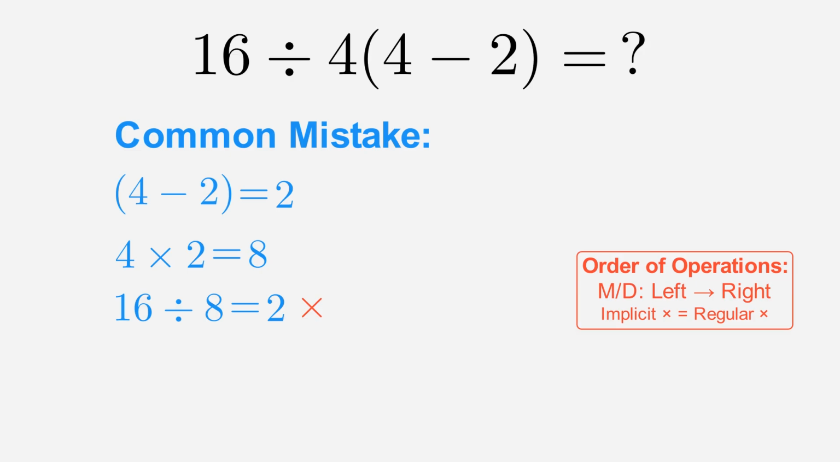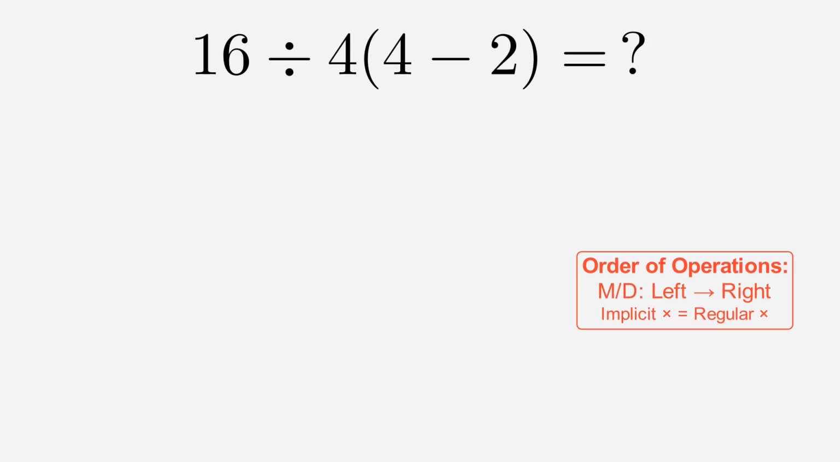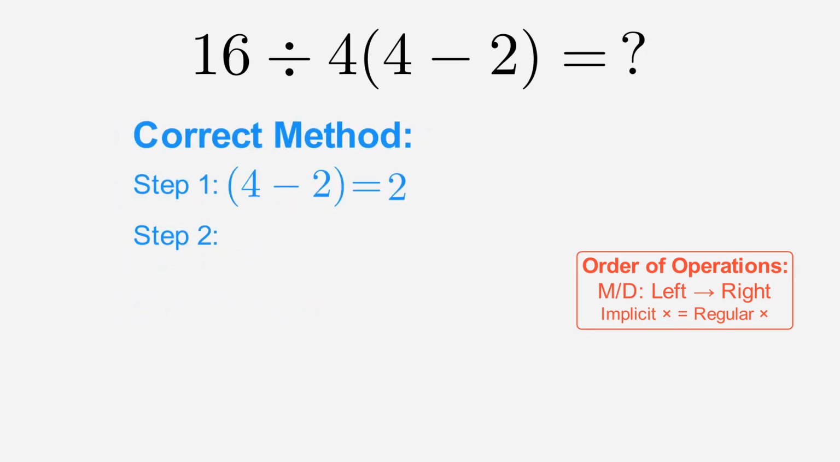Division and multiplication have equal priority, so you go left to right. 16 divided by 4 first, that's 4, then 4 times 2 equals 8. The answer is 8, not 2, 8.